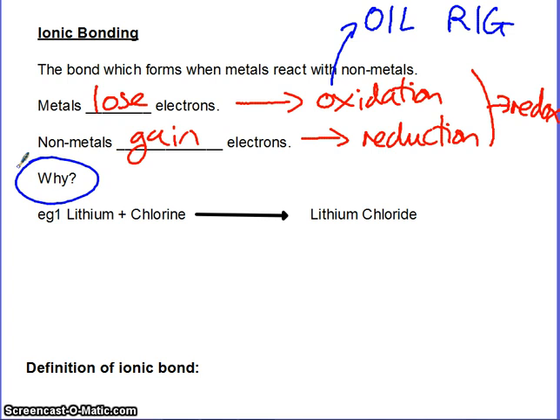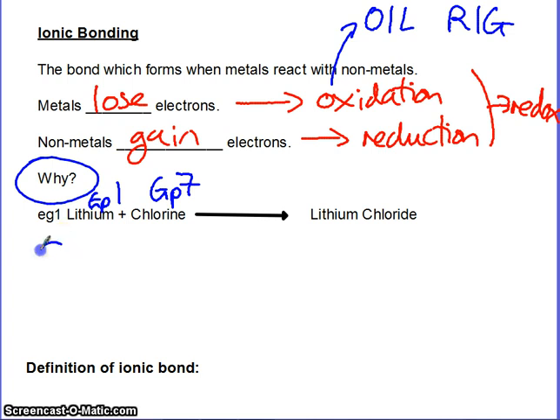Now let's take for example a metal like lithium. Lithium is in group 1. Lithium reacts beautifully with chlorine, a non-metal. And let's have a look and find where chlorine is on the periodic table. Towards the right hand side, it's in group 7. Now, in order for lithium to get a full outer shell, it can do one of two things.